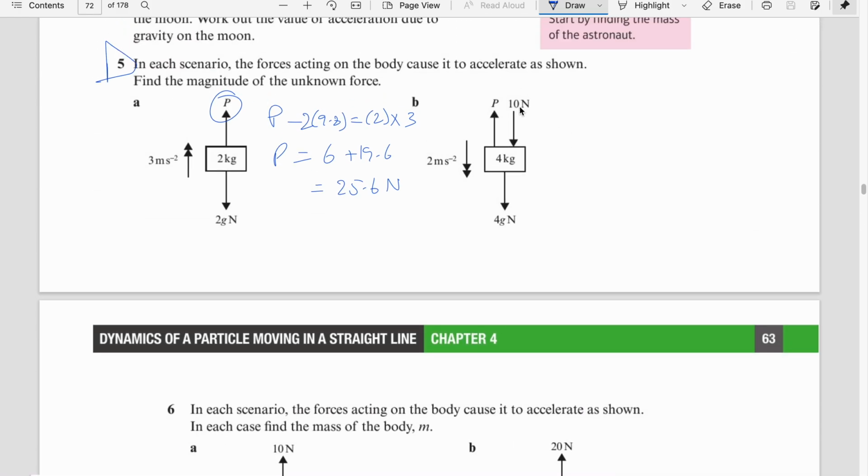In this case, we just have 3. It is downwards, so 4g is the greater force. 10 is also downwards, and P is upwards, is equal to ma. So we can solve for P.